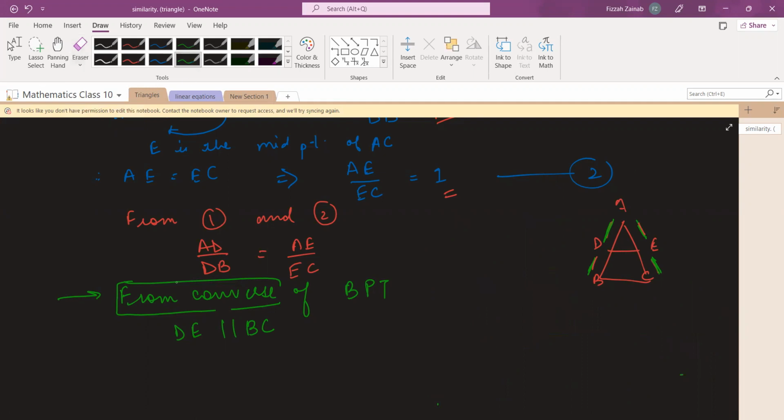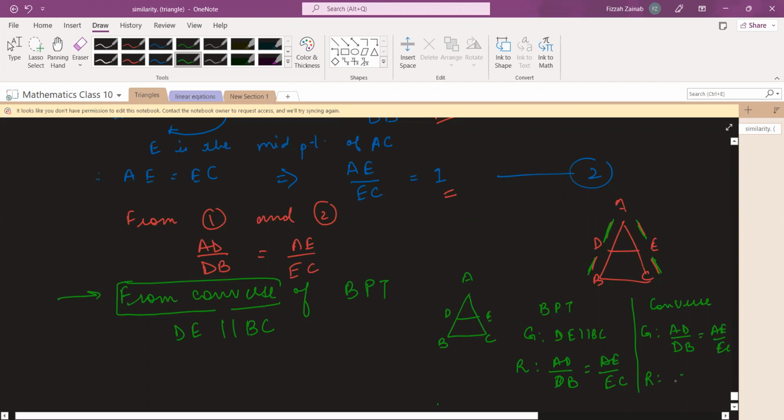And here in the last step, see why this is converse of BPT. So again, I'm just going back. If this is a triangle ABC, right? And you have DE. So according to BPT, it is given that DE is parallel to BC, right? And what is the result? The result is that AD upon DB is equal to AE upon EC. Remember all of you? And then converse. If I say converse of BPT, now what is given? It is given that AD by DB is equal to AE by EC, right? And what is the result? Result is that DE is parallel to BC. So basically this is given. So therefore I'm saying that from converse of BPT, DE is parallel to BC. I hope this is clear.